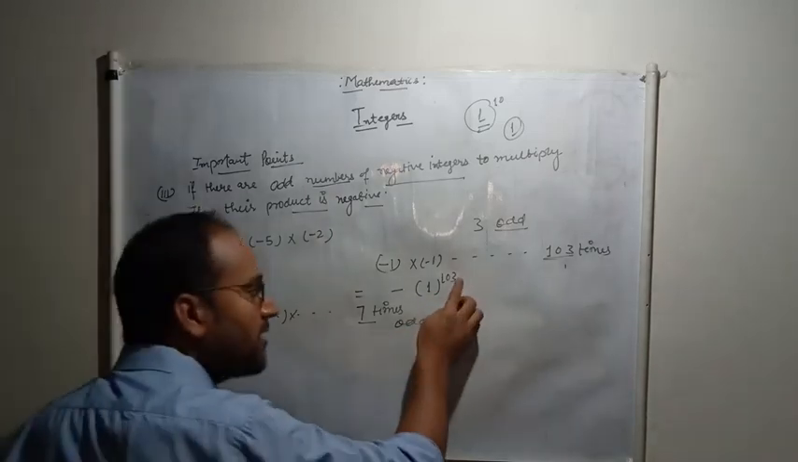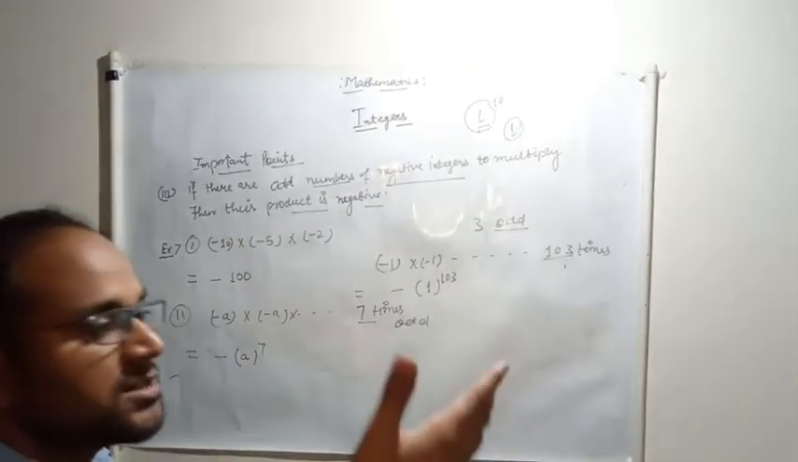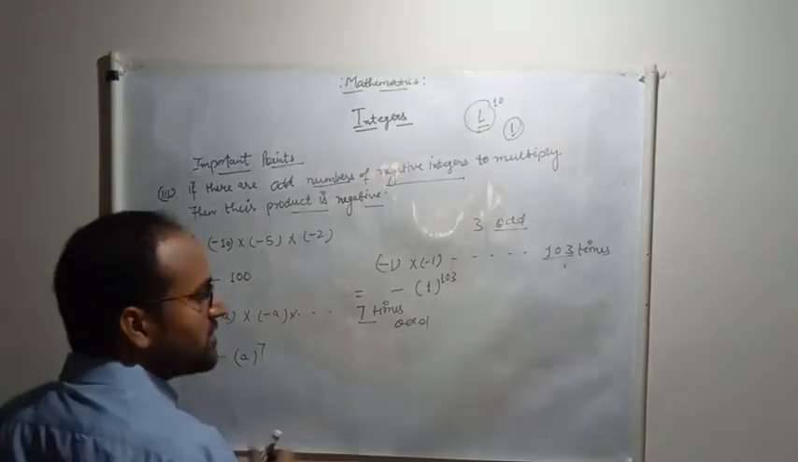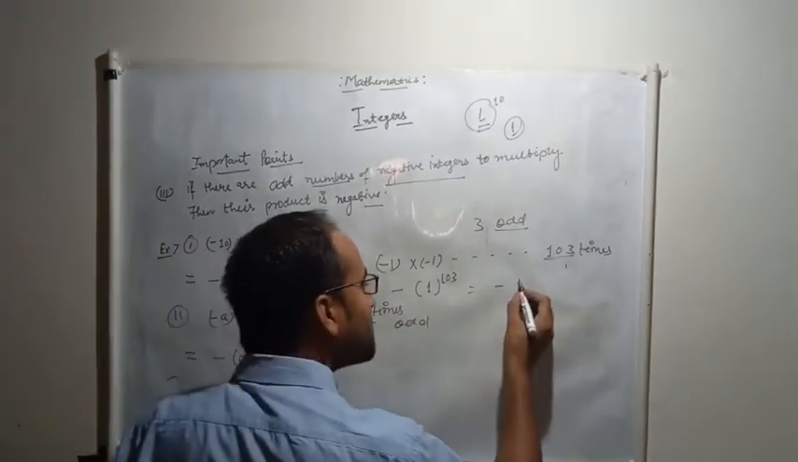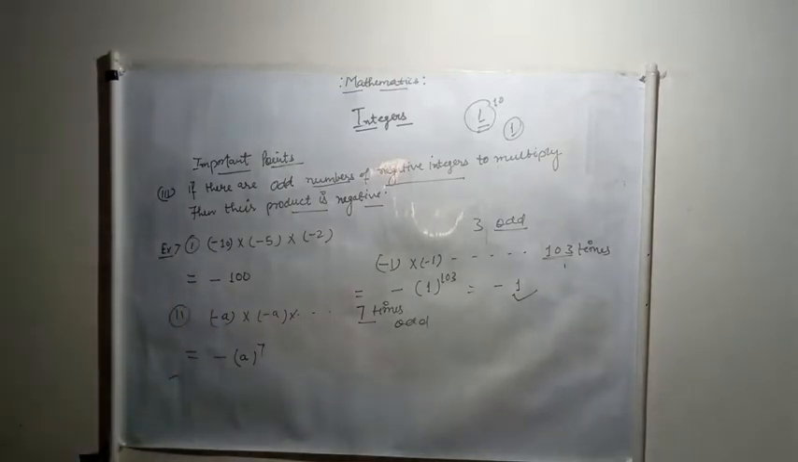1 to the power 100: 1 is multiplied by itself 100 times, you get 1. Or if you multiply it 1000 times, you will get 1. So your answer is minus 1. You should always remember these things, students.